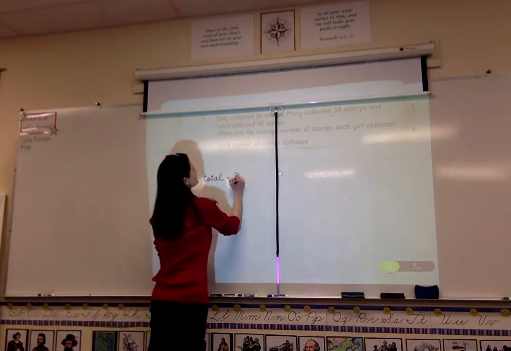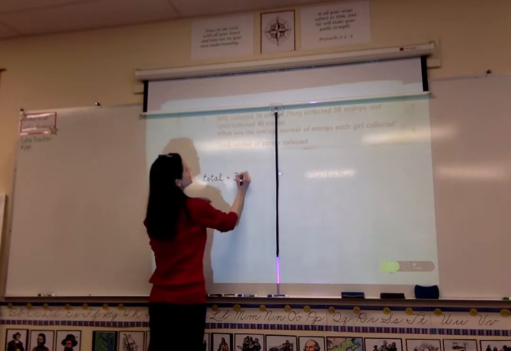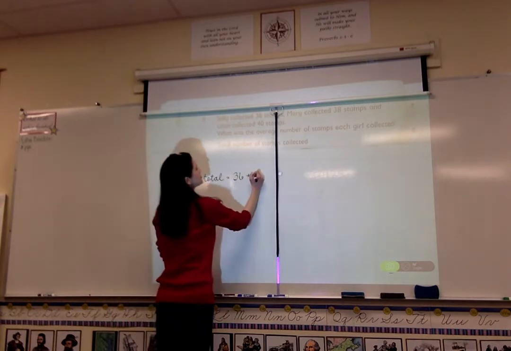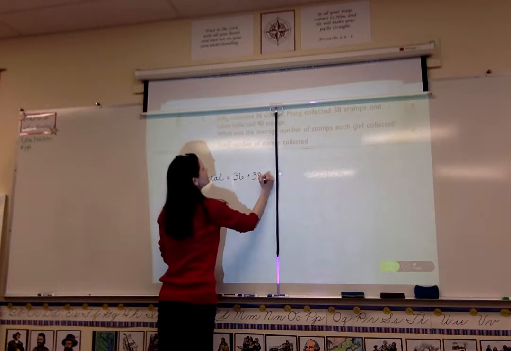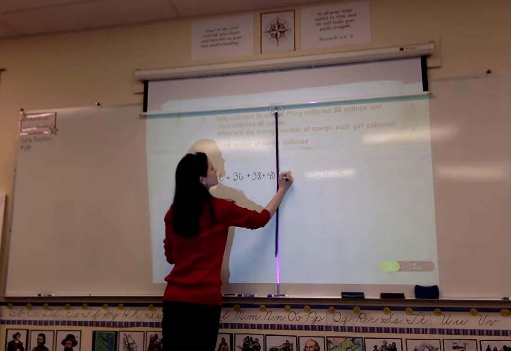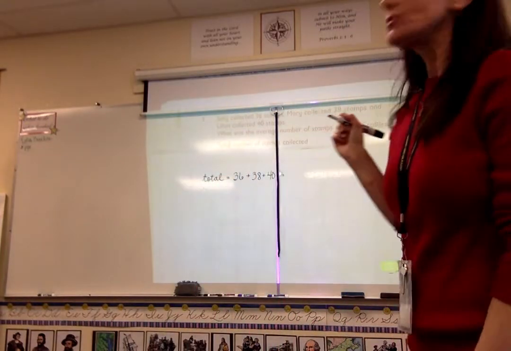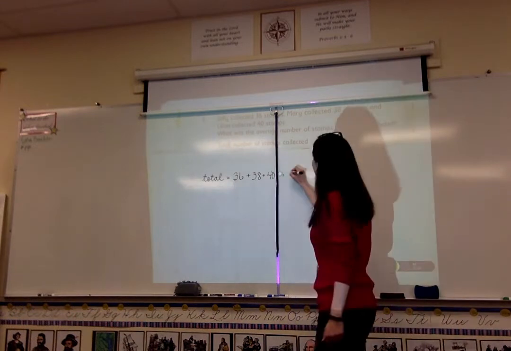So Sally collected 36, so we'll start with her. Mary collected 38, and Lillian collected 40. So it's as simple as adding those up, and when you add those together, you should get 114 total stamps.